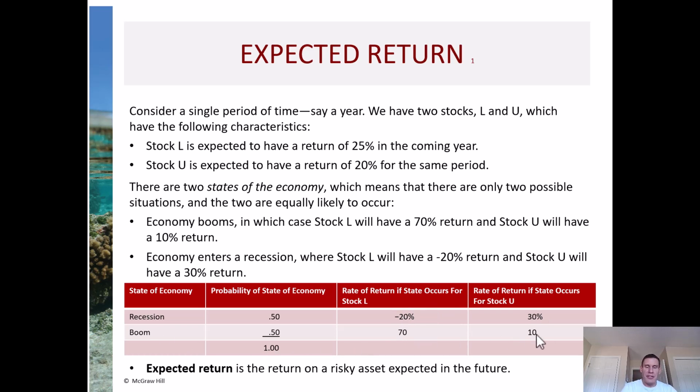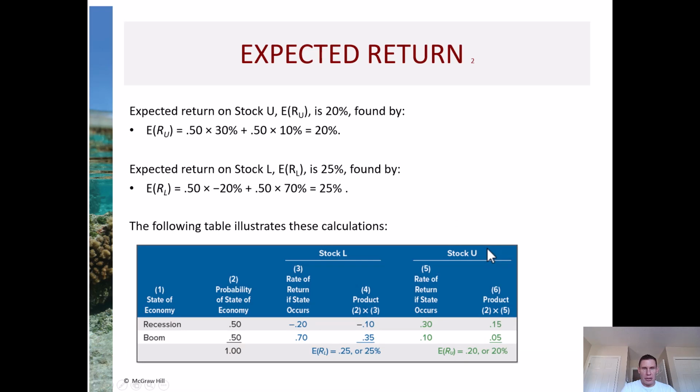So the expected return is the return on a risky asset expected in the future. The expected return on stock U is 20%, which is found by taking 0.5 times the 30 plus 0.5 times the 10. You could put parentheses around each product. Do the same for stock L, and you get 25%. So we're just showing that the 20% and the 25% have some mathematical grounding. The following table illustrates these calculations.